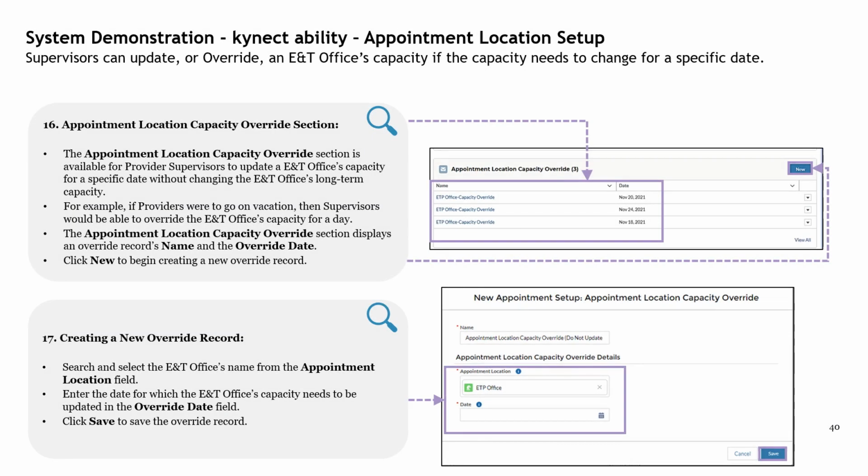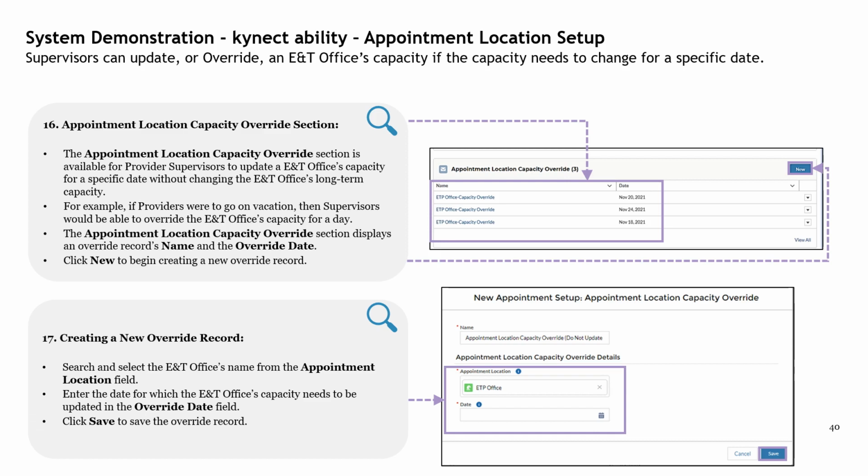Supervisors may also update or override an ENT office's capacity temporarily for a specific date. The Appointment Location Capacity Override section is available for providers, supervisors to update an ENT office's capacity for a specific date without changing the ENT office's long-term capacity. For example, if providers go on vacation, supervisors may override the ENT office's capacity for that specific date.